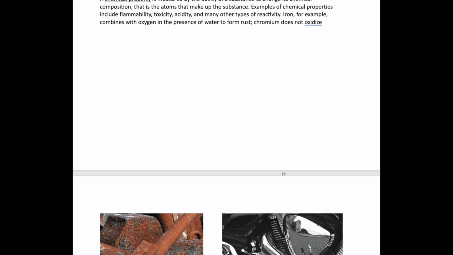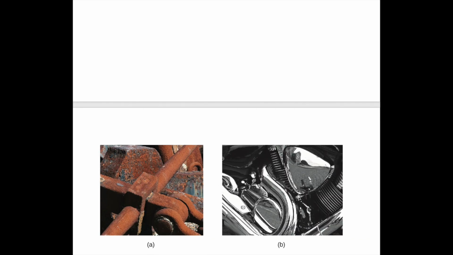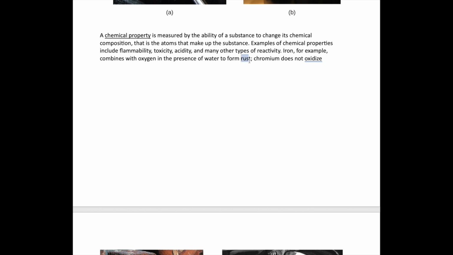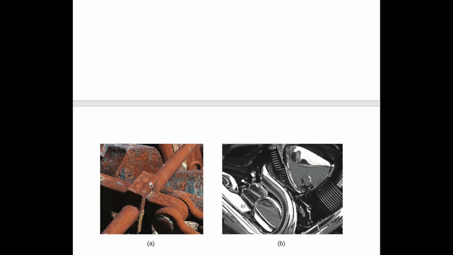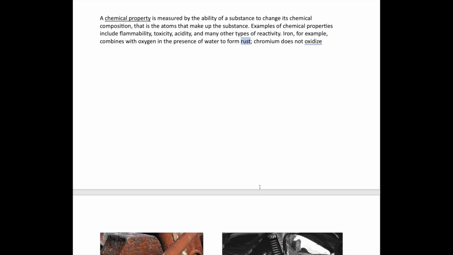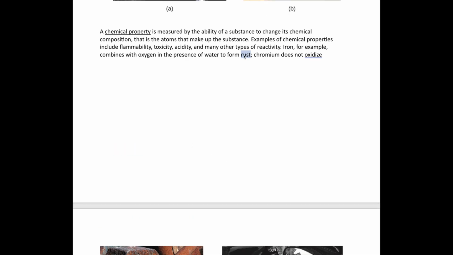Iron is a good example. Iron, originally, when it's new, it's really shiny. But over time, if you let it be exposed to air and water, it will look like this. It will rust. So that rusting process, right, going from the shiny iron to the rusty iron, that's a chemical change. The ability of iron to rust is what we call a chemical property, because not every metal can rust.